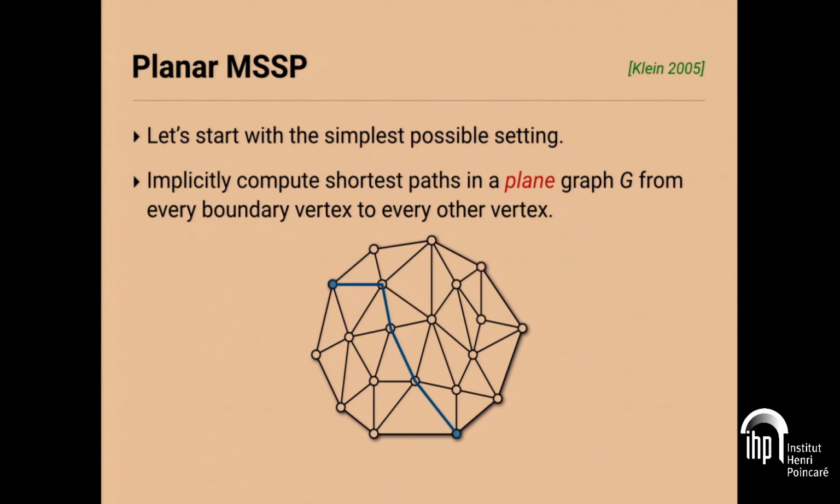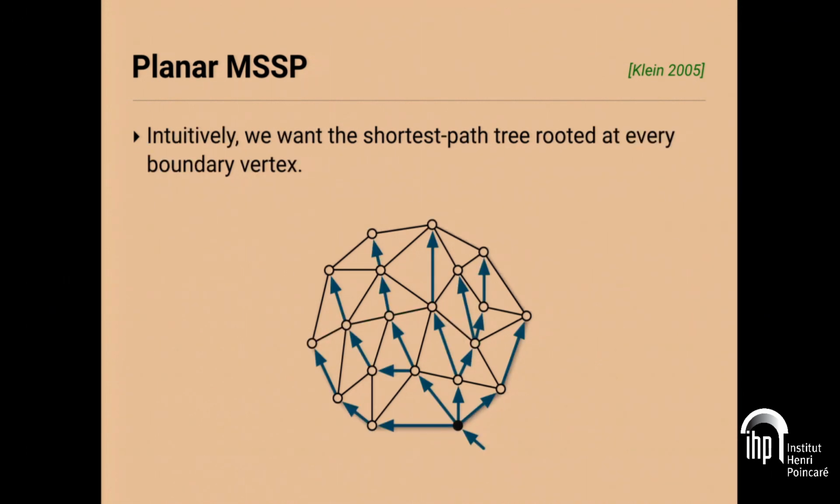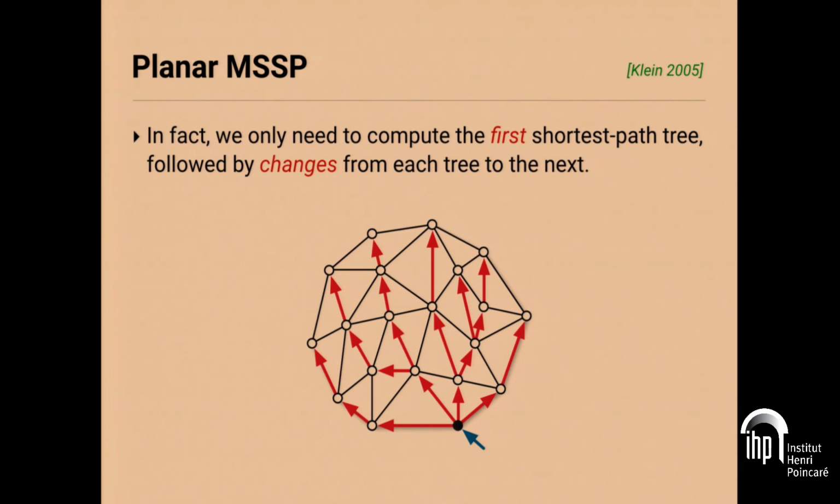Okay. So again, I want to compute a bunch of shortest paths, each with one endpoint on the boundary and one endpoint somewhere else. And intuitively, what we want to compute is the shortest path tree rooted at every vertex on the boundary of the graph. I want to compute all these trees. Each of these trees has complexity n, and there might be n of them, depending on how many vertices are on the outside. And so it looks like we're computing n squared things. But in fact, we don't need to compute each of these things explicitly. What we need is to compute just the initial shortest path tree, and then for the later shortest path trees, only compute the changes from the previous shortest path tree.